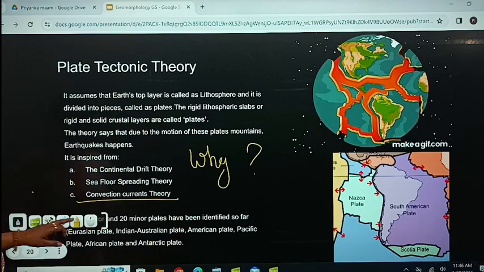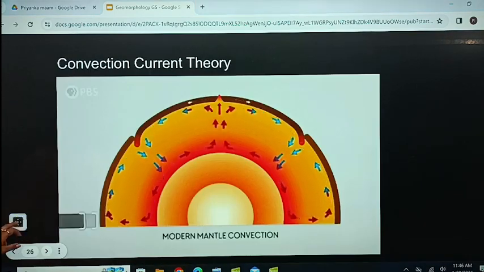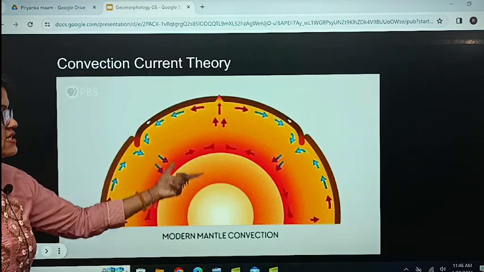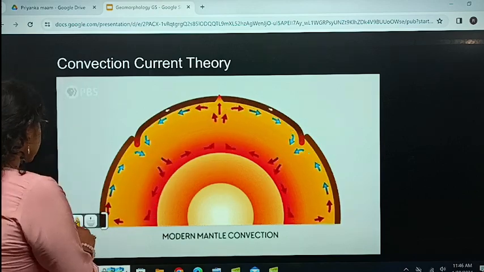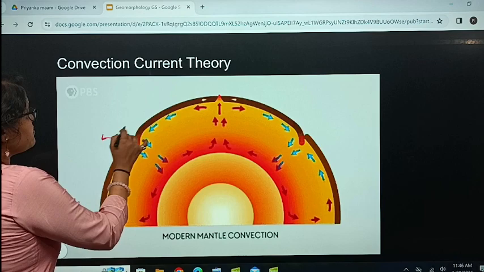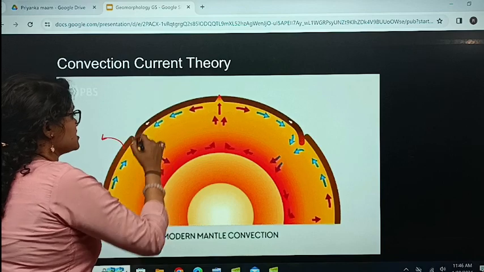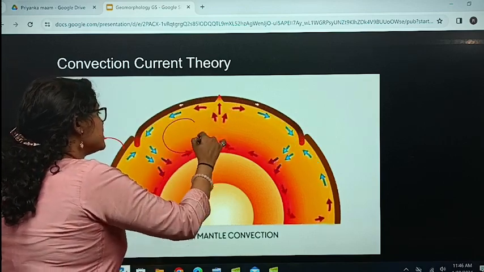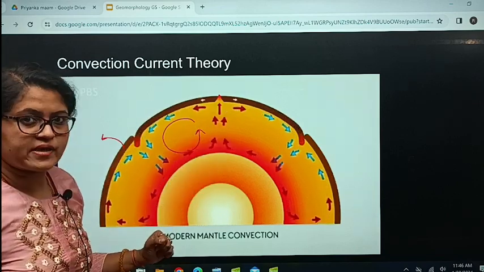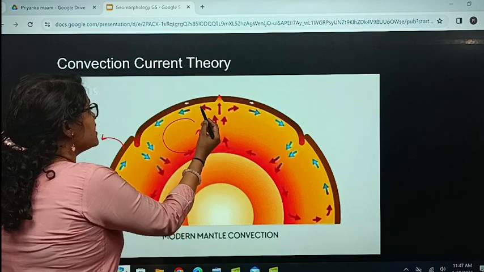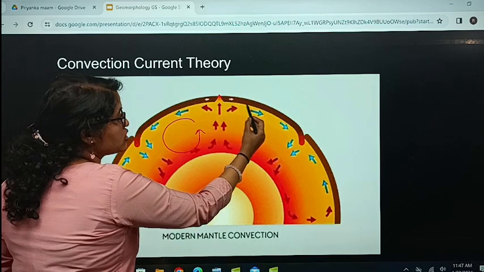Yes, so let's have a look at convection currents. After the criticism, we come to know about convection. This is the internal structure of the earth: core, mantle, crust. This brown colored small thin layer, which is just 1% of the earth's interior, is the crust. This is the convection inside the mantle. These are the convection currents due to the temperature difference in the mantle. They are so strong that they are able to move the plates, or the crust.